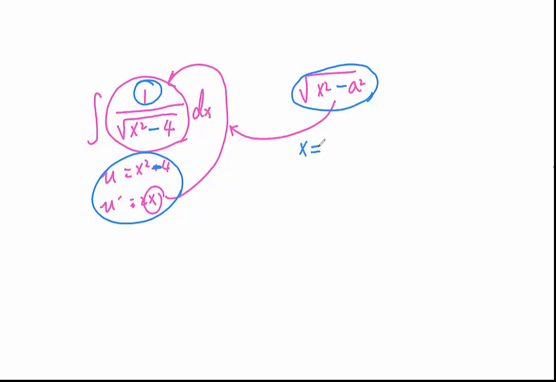So what should x be? We're going to look at our table. When we have x squared minus 4, what should x be? Somebody can tell me? A secant. So the a right here, as we just did before, we know that's going to be 2. That's going to be 2 secant theta.